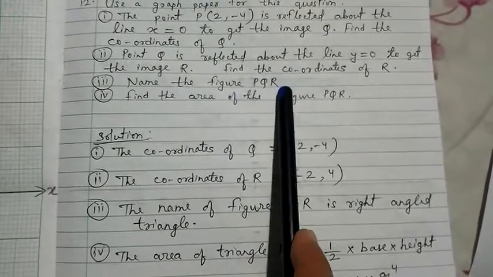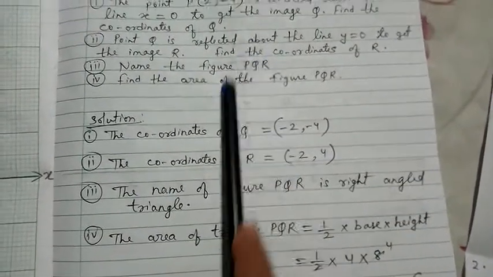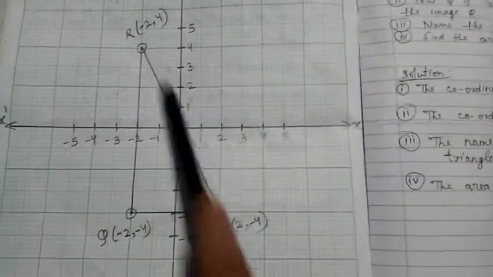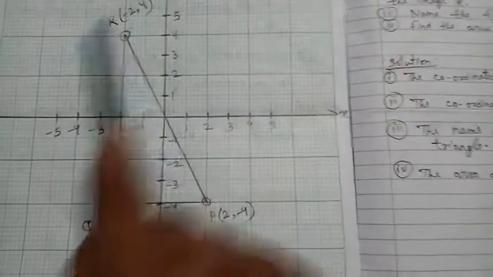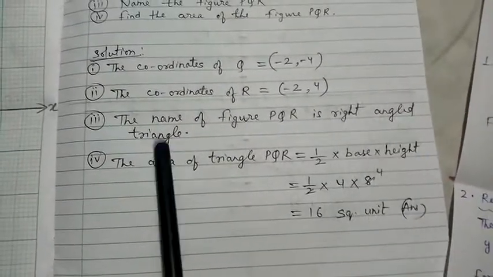Number 3, name the figure PQR. Now join P to Q, Q to R and R to P. You can see it is a right angled triangle. So I will say the name of the figure PQR is right angled triangle.